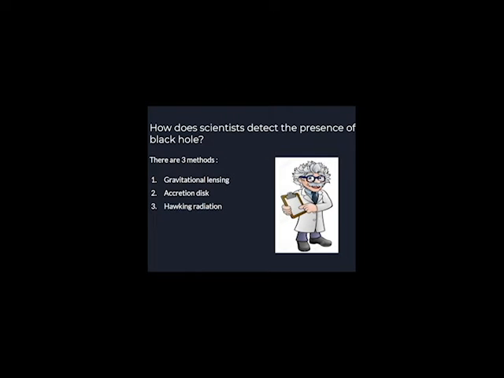So how do scientists detect the presence of a black hole? Basically, there are three methods: gravitational lensing, accretion disk, and Hawking radiation.